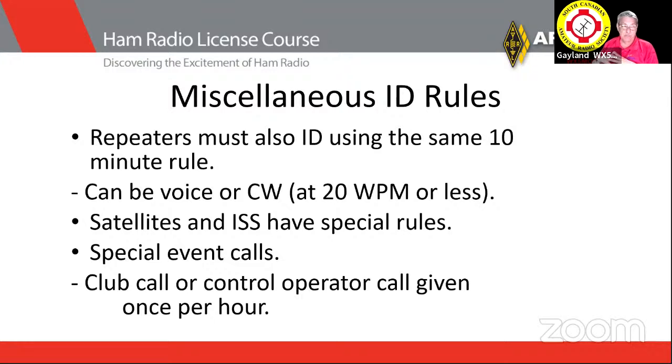During field day, if you're operating the club station as part of field day, you will very likely be using the call sign of W5NOR, which is our club's call sign.